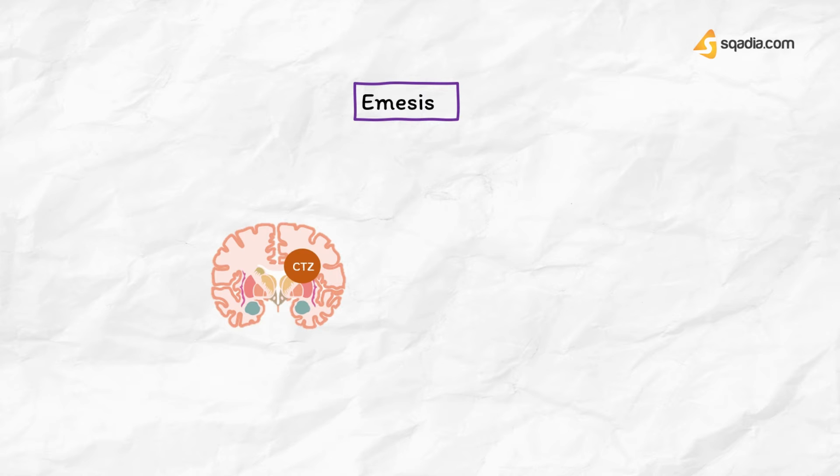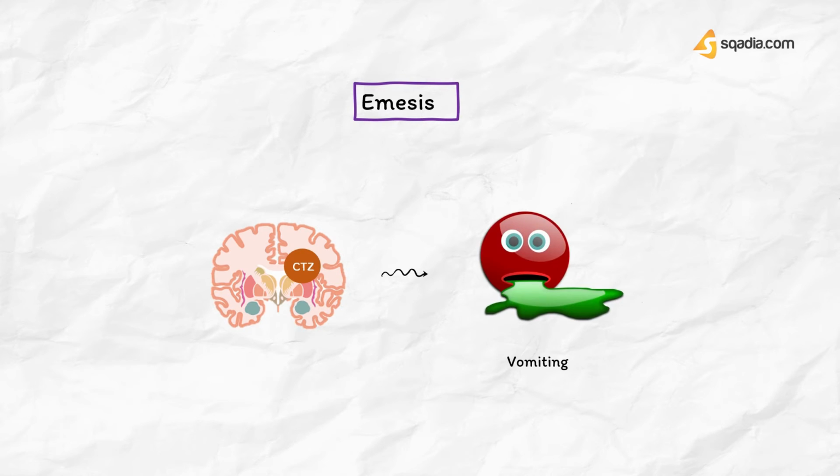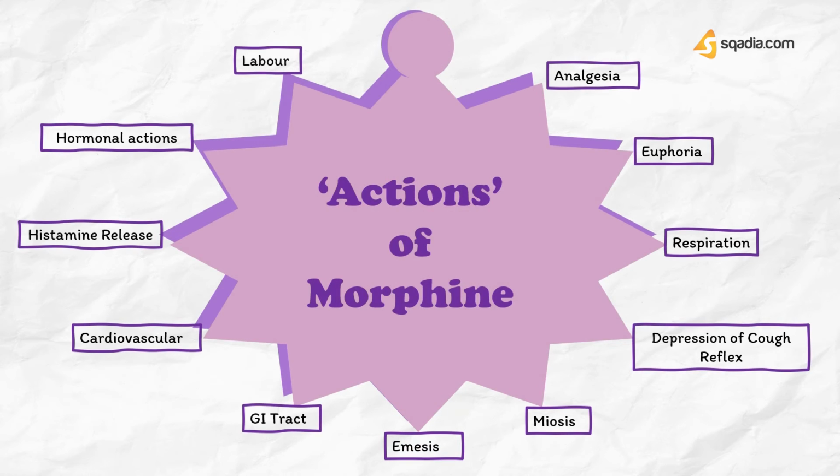Emesis. Morphine directly stimulates the chemoreceptor trigger zone in the area postrema that causes vomiting. GI tract.